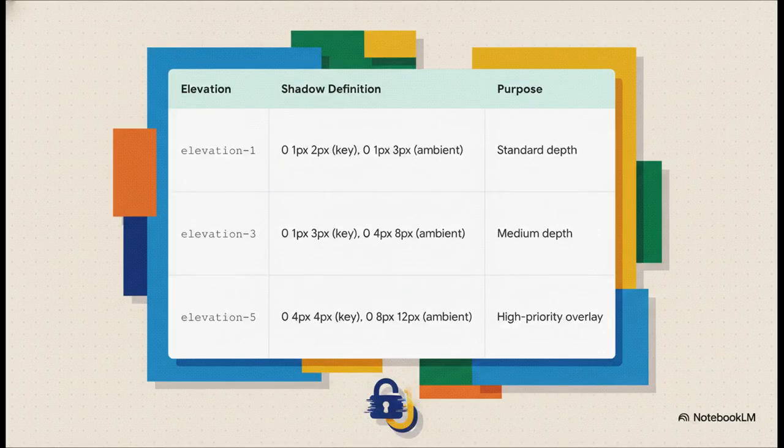And just like everything else, these shadows are not random. Each elevation level has a precisely defined set of shadow values, broken down into a key directional shadow and a soft ambient one. For a high-priority system dialog to be real, it absolutely must use the elevation 5 shadow. So any other shadow proves, you guessed it, it proves it's an imposter.